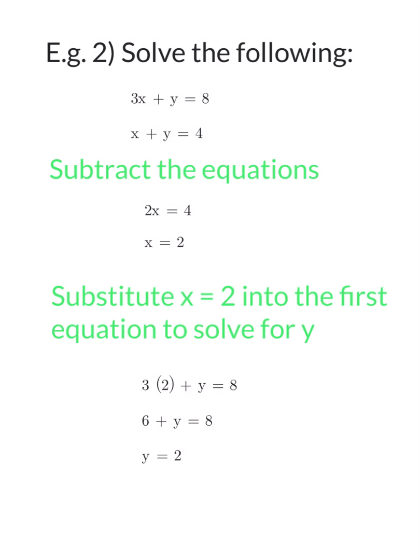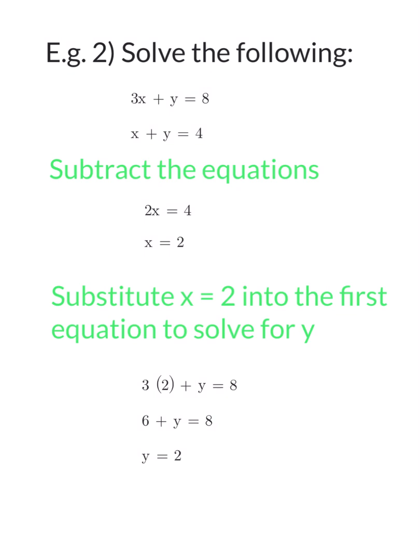Second example, solve the following. 3x plus y equals 8, x plus y equals 4. So if we subtract the equations, on this occasion, the x's, 3x minus x is 2x, and y minus y eliminates. And 8 minus 4 equals 4. So 2x equals 4. And we solve that equation, giving us x equals 2.